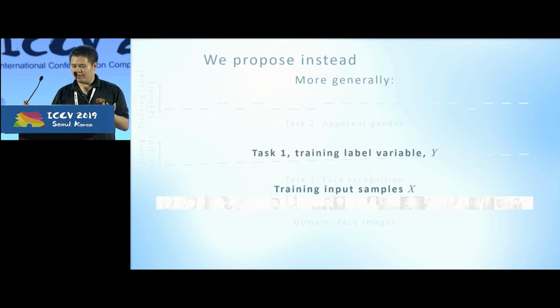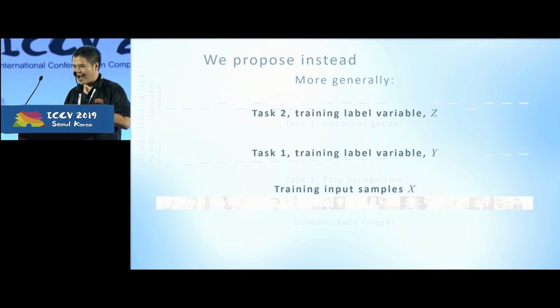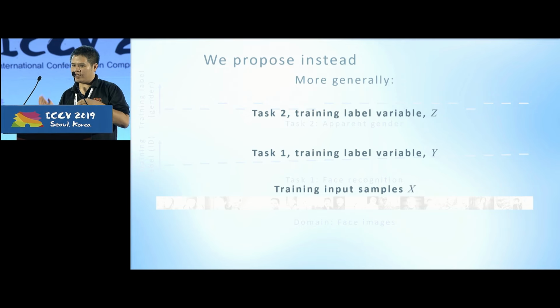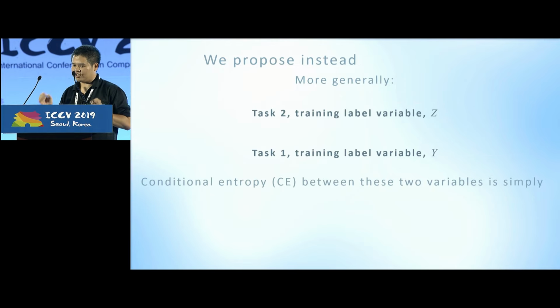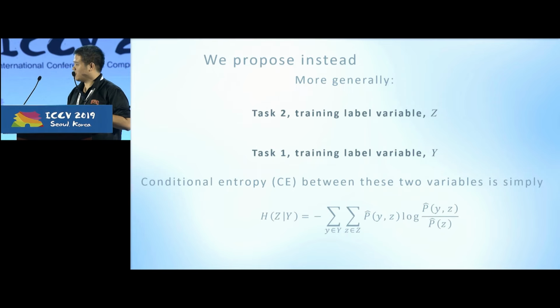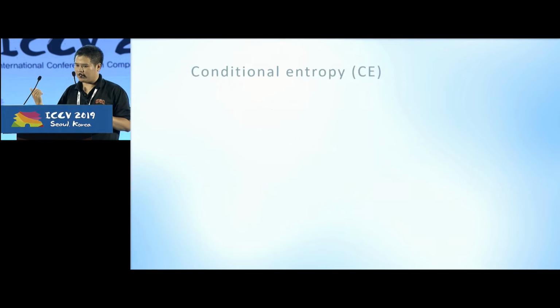In general, we can have the training sample X, with labels for both the source Y and the target Z. We want to propose a measurement to predict the accuracy of the transfer model from Y to Z. And here we propose a very simple solution. It is conditional entropy. It has a formula like this. P is the probability of the label in the training data. You can see that the equation is very simple, and it is just computed from the statistics of the training labels, right?